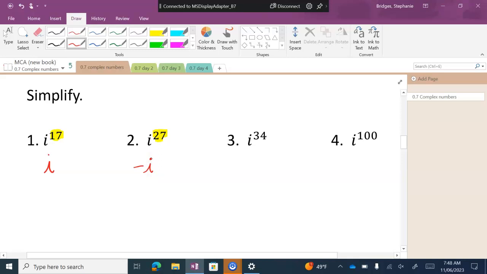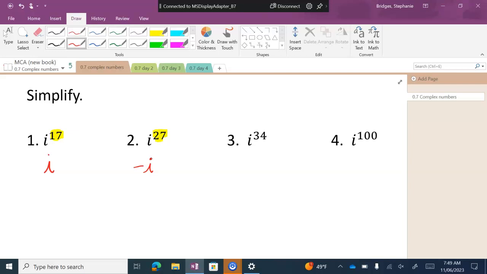So I want you to try the next one. Try i to the 34th. Again, think of the exponent. What is the number closest to that 4 goes into evenly? Start at i to the 4th and then count your way. We're thinking about what number closest to 34 without going over does 4 divide into evenly? What number closest to 34 does 4 go into evenly?